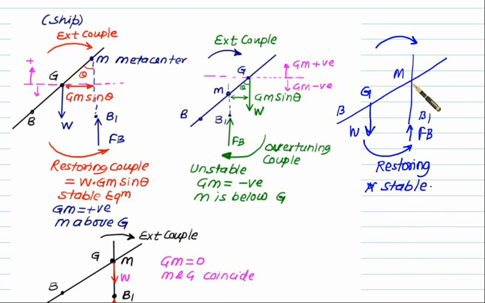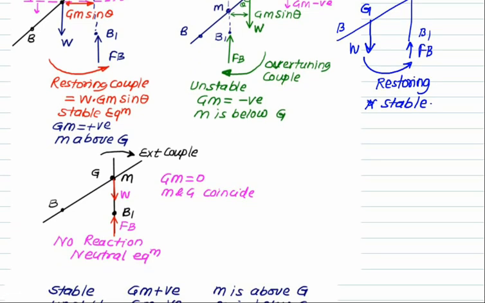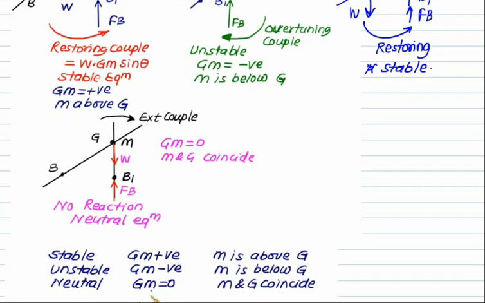So if M is lying above G, it is called stable. If M is lying below G, it is called unstable. So this is a case representing the stable, that is M is above G. This time GM is taken as positive, and this time GM is taken as negative. And the third condition is that we have GM equal to 0 when M and G coincide. So very quickly we can remember like this: for stable, GM is positive and M is above G; for unstable, GM is negative and M is below G; and for neutral, GM equals 0.